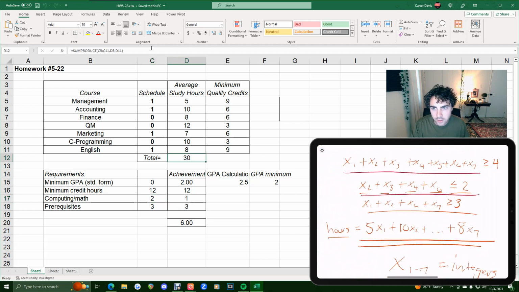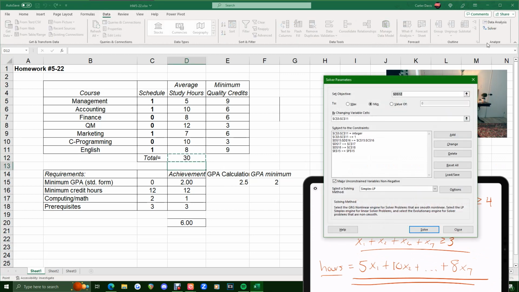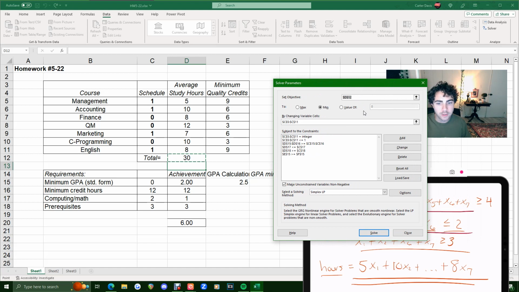The big thing is we are calculating this. This is the total number of hours spent on all of our classes each week. So it'd be the number of hours times whether you're taking the class or not, so ones or zeros. So this times this plus this times this plus this times this all the way through. So that's the sum product. There's one part of this with the GPA that I'm not fully understanding, but I'll just talk through what I know.